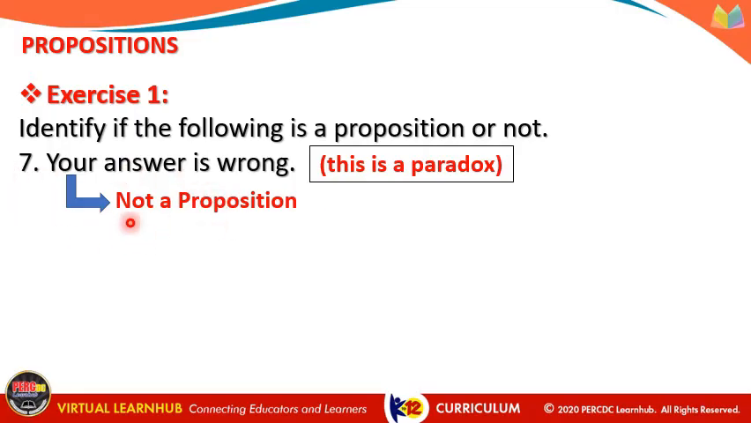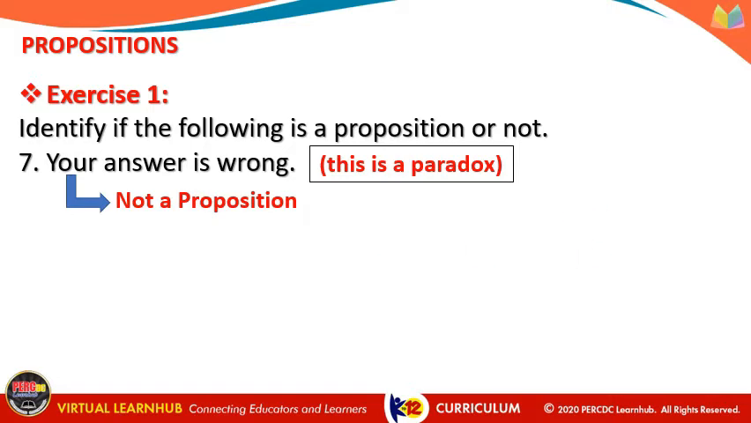What if you say that this statement is true? So let's say you say, okay, this statement is true. If this is true, then you are saying that the answer is false, that the answer is wrong. Now, if you assume that the statement is false, then this means that the answer is correct, since this is false. This is a paradox, and that is why it is not a proposition. So again, paradoxes are not propositions.